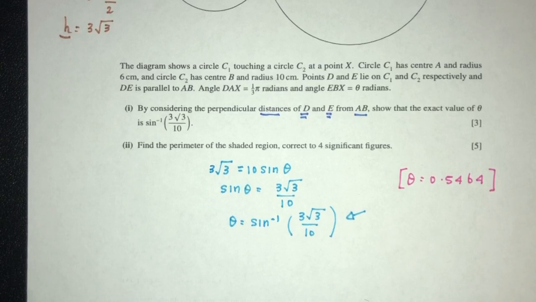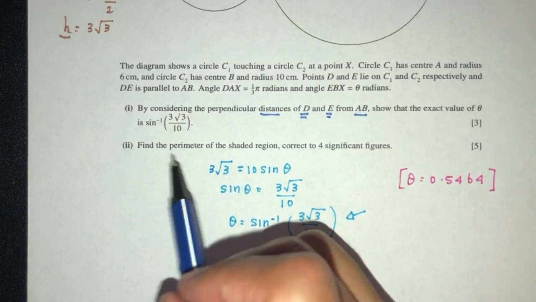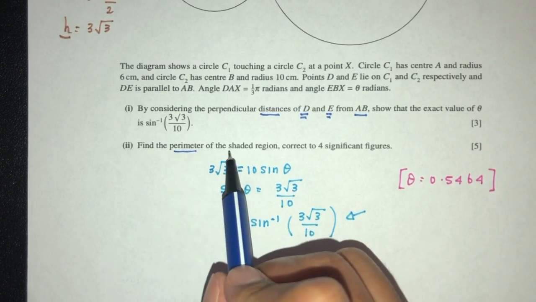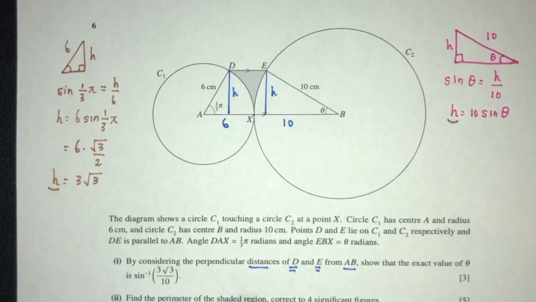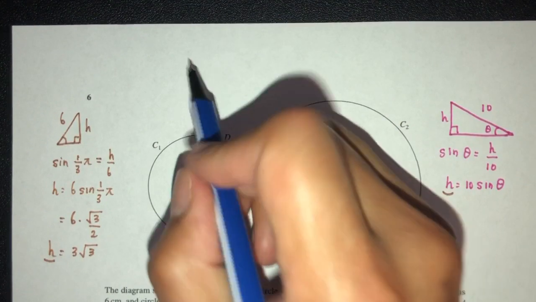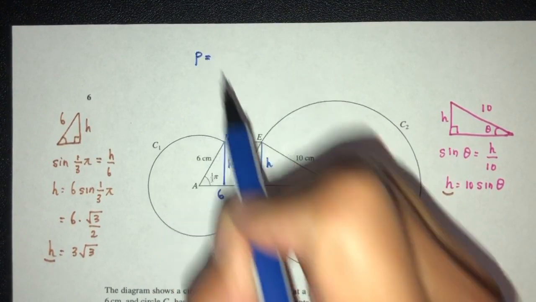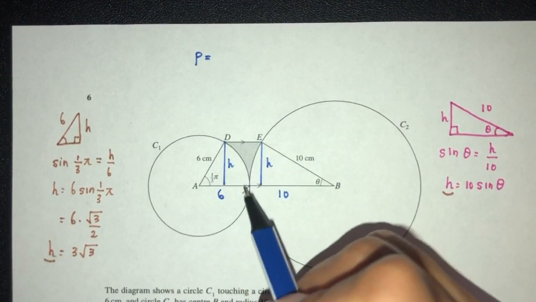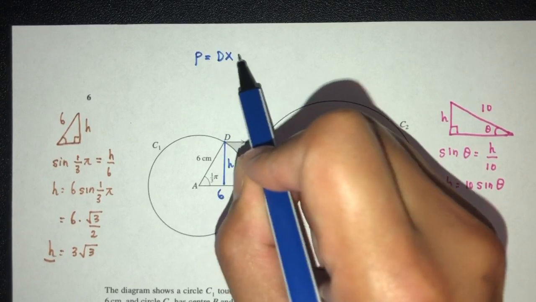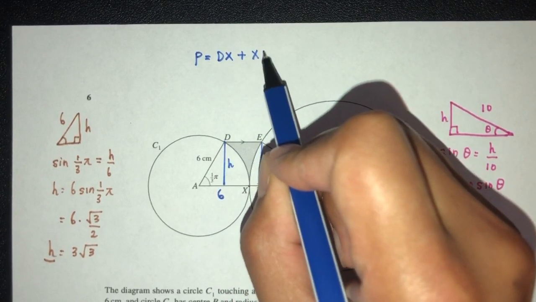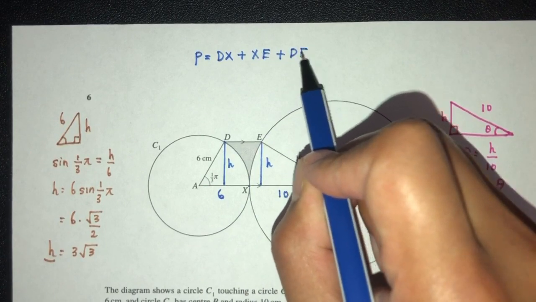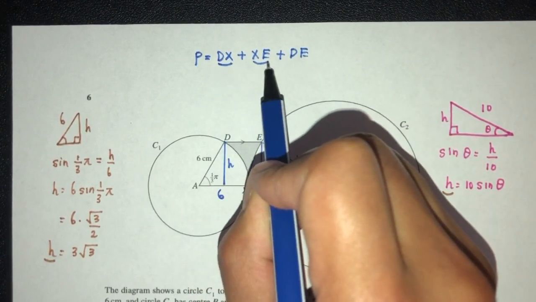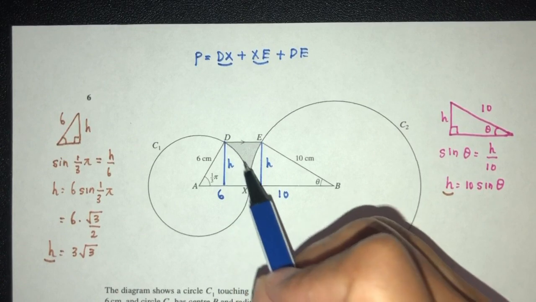Now let's move on. Part 2, find the perimeter of the shaded region. So how would you find this? By observation. So the perimeter will be the distance around the region. It will be the length of this one, DX, plus XE, and plus this one, DE. Now these two are pretty easy to find. Why? Because they are arc length.